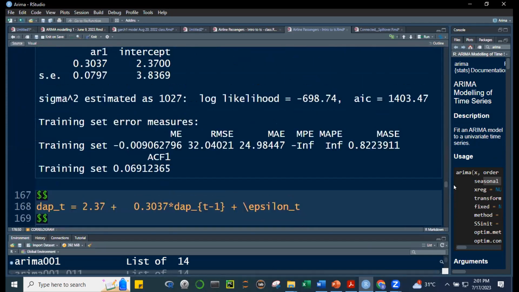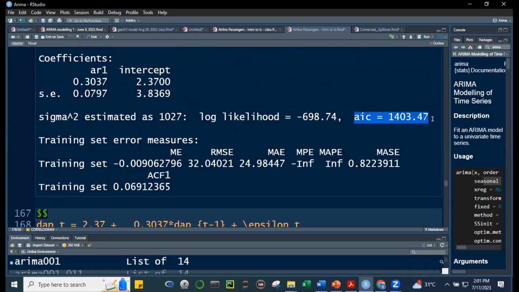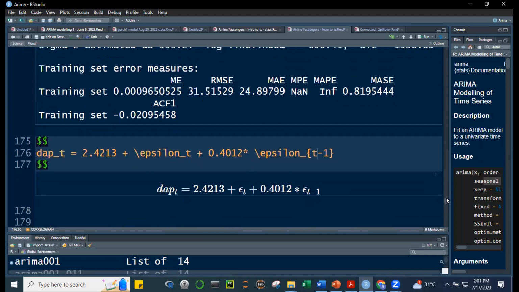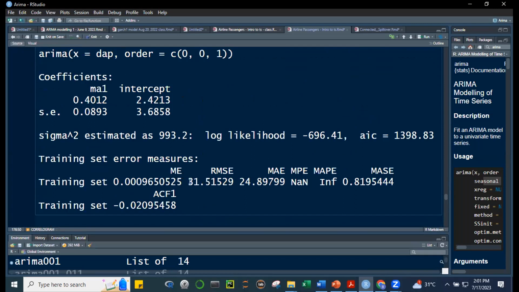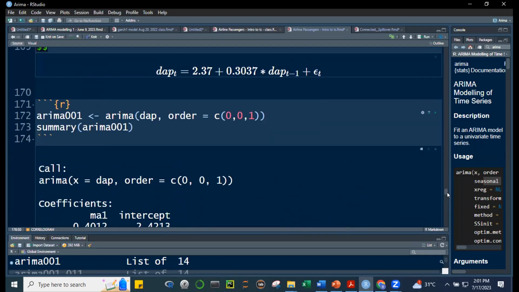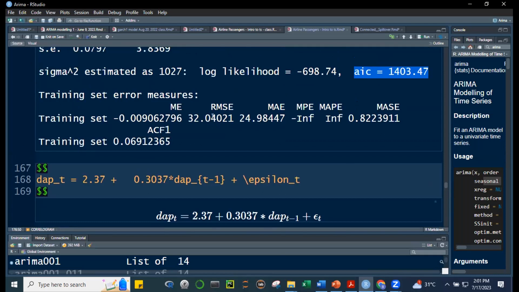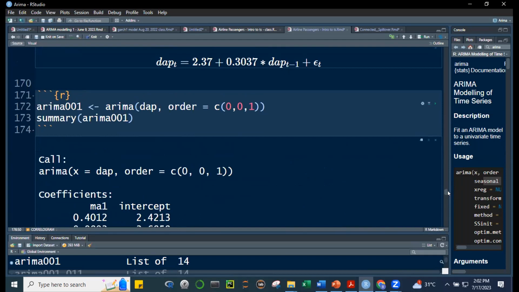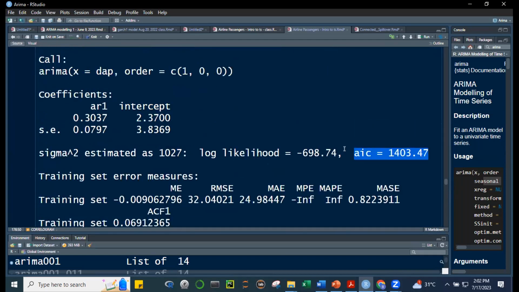Bakit mas maganda si 001, class? Dito papasok si Akaike, di ba? Ang Akaike ni AR1 process is 1403. Ang Akaike ni MA1 process is 1398. The lower the Akaike, the better. In fact, if we take a look at the others, yung RMSE, for example, 31.51 to, ito, 32.04. Di ba? So in terms of the other metrics for the residuals, root mean square error, mas konti yung RMSE ni ARIMA 001.